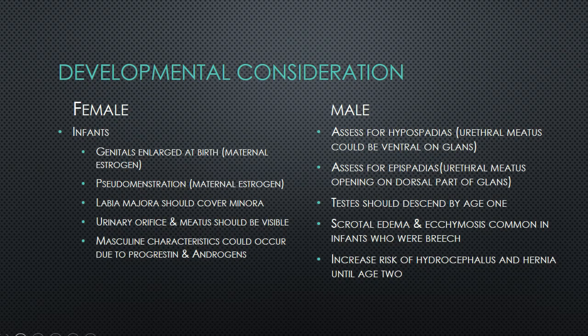Their testes should descend by age 1, so if they haven't descended by age 1, they need to be taken to a urologist. Scrotal edema and ecchymosis can be common in infants that were breech. And then the risk of hydrocele, which is a fluid, feel like it's fluid around the testes, and an increased risk of hernias can happen until age 2.